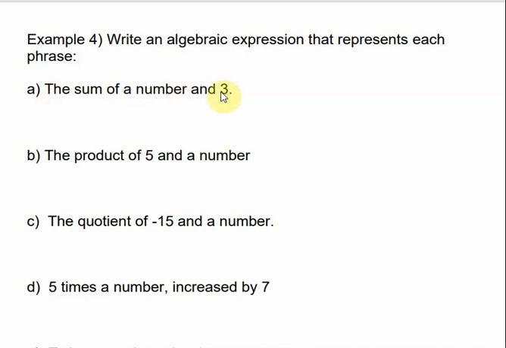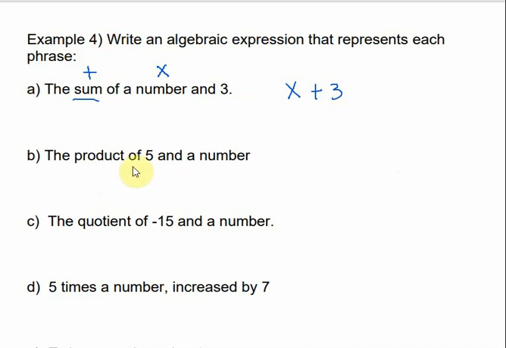Okay, so the sum of a number and 3. I'm going to use x to represent the number. What does the word sum mean? It means addition. So the sum of a number and 3 would just be x plus 3. That's the sum of a number and 3.